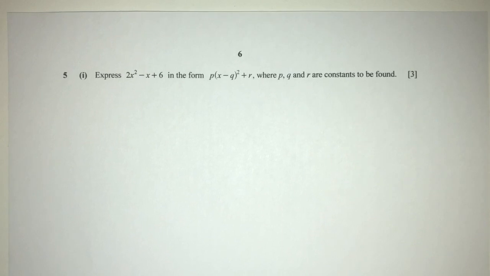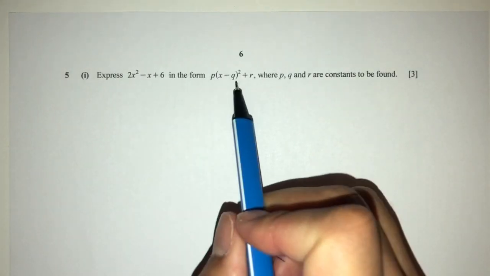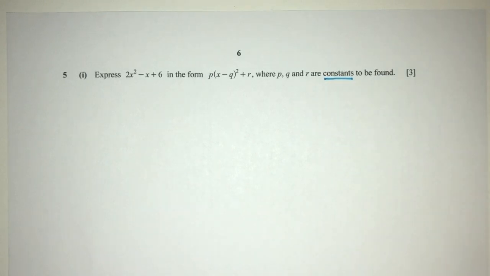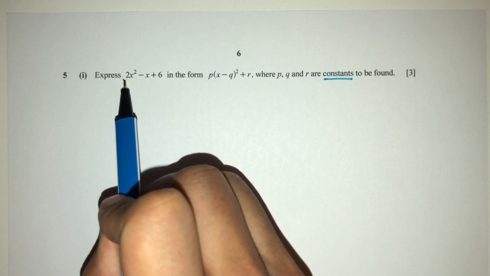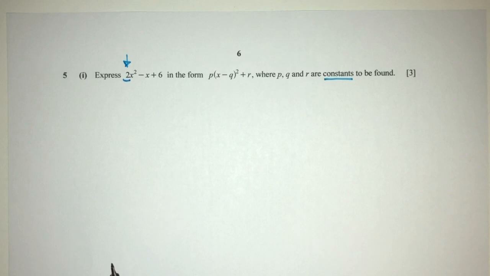Now let's move on to question number 5. So here we have to express this in terms of this, where p and q are constants to be found. So pretty easy. The first step is we have to check the coefficient of x squared. Here we have 2. In this case, we have to find a way to change this into 1.